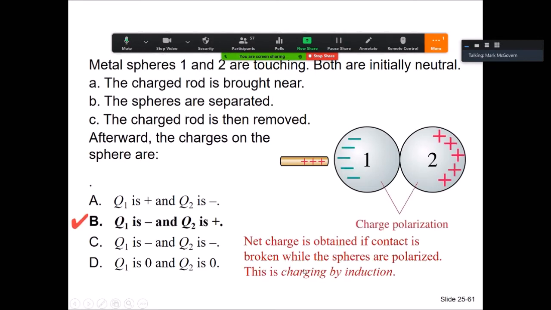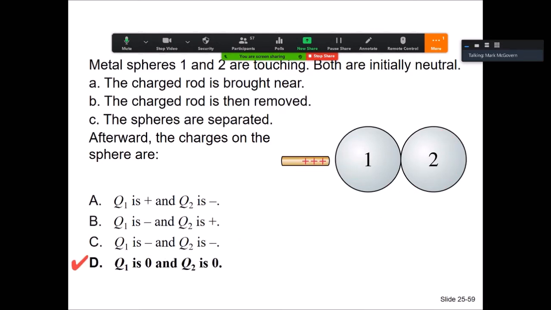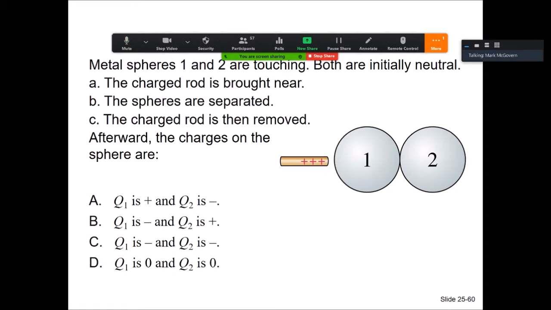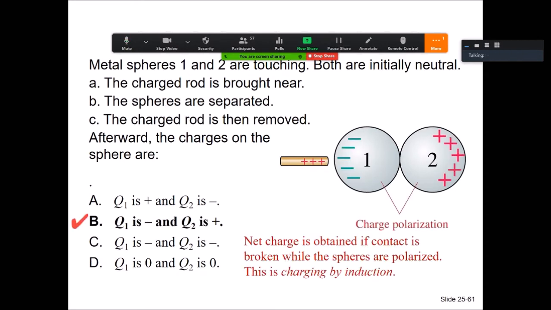Okay, so what happened in the previous example was charge polarization occurred. But then you remove the rod and everything goes back. The things go back really quickly, by the way. We're talking like a nanosecond. It's fast. Here, we bring the rod in contact, we have the polarization that occurs, then we separate the charges. That's what I was talking about, the charge by induction. I guess I am talking about that today.